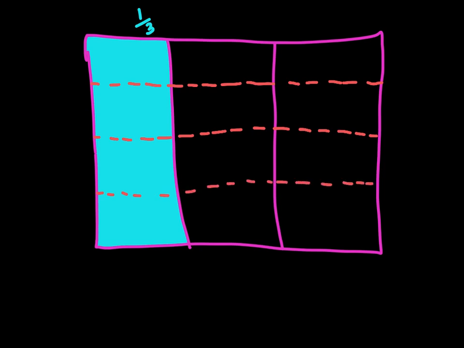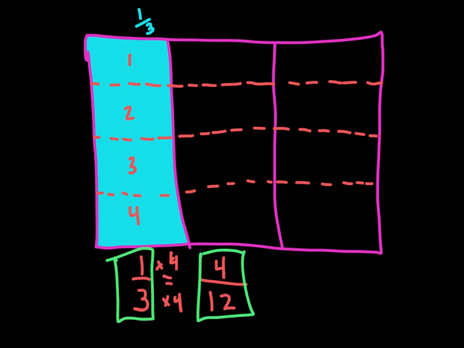Okay, so now we have 1/3. 1/3 is equal to how much? Well, since we have 4 groups, this is all now broken up into 12ths. And we colored in 4 pieces. So it's 4/12ths. And since we made 4 groups, we're going to be multiplying by 4. Okay, whatever we do the top, we got to do the bottom. Whatever we do the bottom, we got to do the top. So 1 times 4 is 4. 3 times 4 is 12.